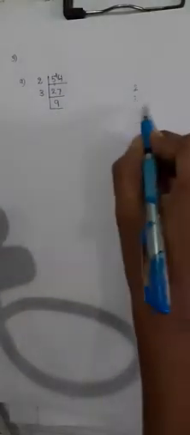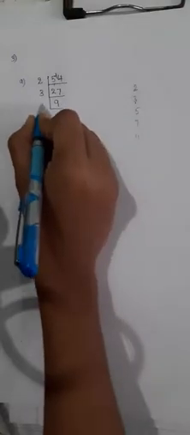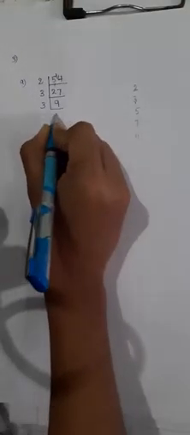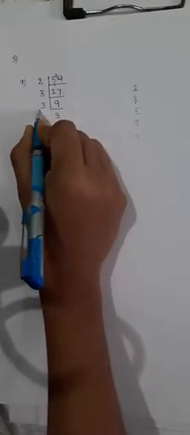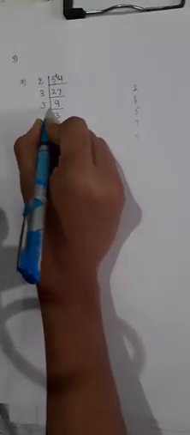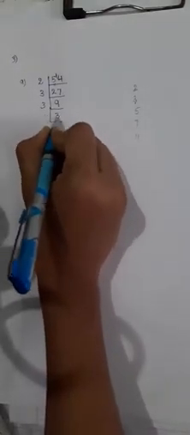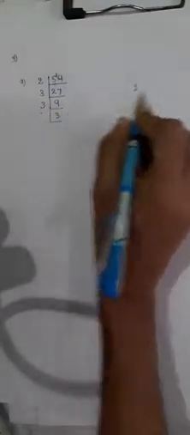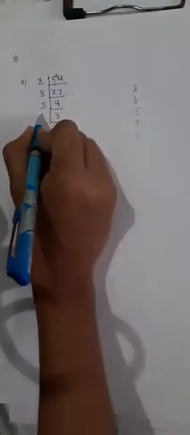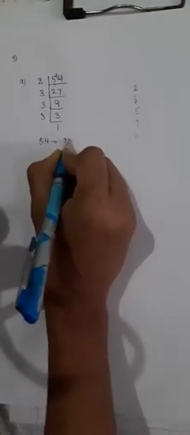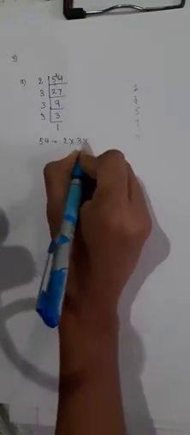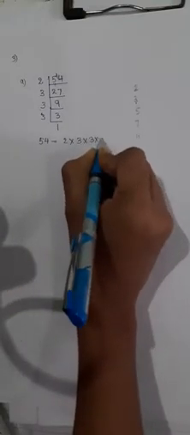Now 9 is divisible by again 3. 3 3s are 9. Then 3 is a prime number. So it is found in 1 and 3 table. So it is 3 1s are 3. So like this we will solve. 54 is written as 2 multiplied by 3 multiplied by 3 multiplied by 3.